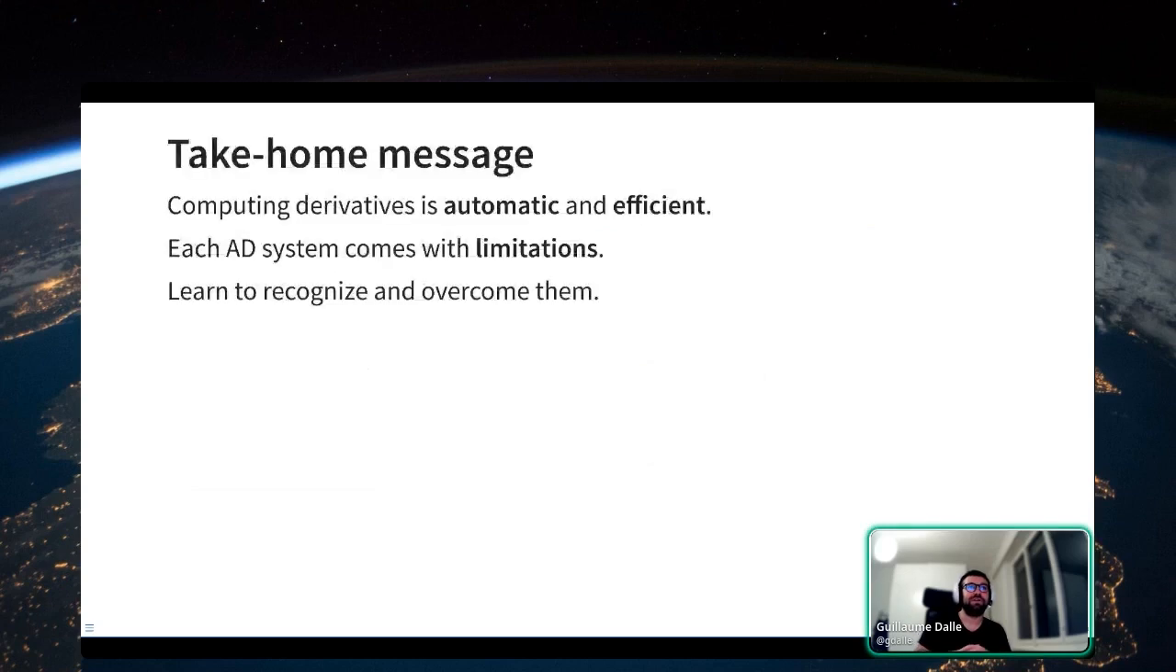Now, as a conclusion, it's 2024. Don't compute derivatives by hand. I am begging you. We have automatic and efficient systems to do this for you, but they come with limitations. So you need to learn to recognize and overcome them.